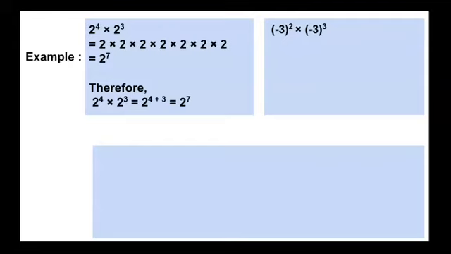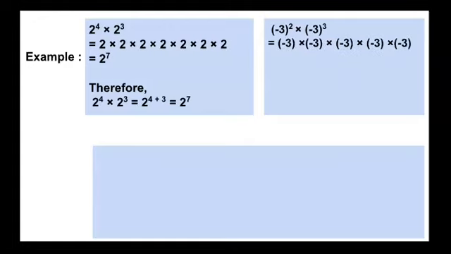The next example, minus 3 raised to 2 into minus 3 raised to 3, or you can read it as the square of minus 3 and the cube of minus 3. So the base is the same. So we will write it as it is, minus 3, and 2 plus 3 we will get as 5. So the final answer will be minus 3 raised to 5.